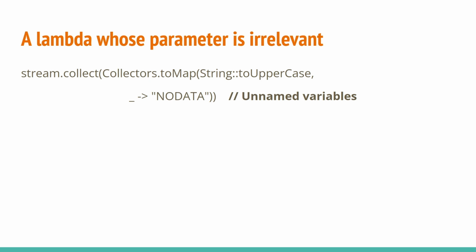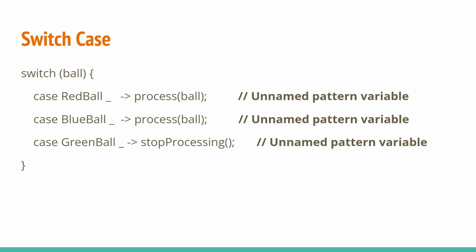In switch case, and whenever we use instanceof in Java, there also you can use an unnamed pattern variable, just like shown in an example. Suppose we have a ball variable and we have, let's say, red ball, blue ball, green ball, inherited from an abstract ball class. Then this works, and we can use an unnamed pattern variable. We are basically ignoring the left hand side of the case, and we are only interested in processing the ball based on the parameter.